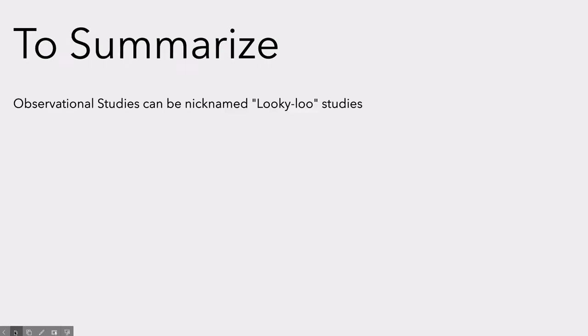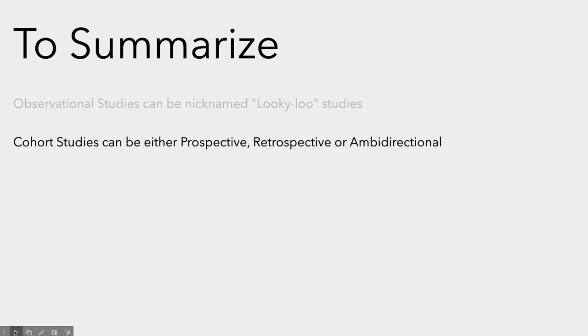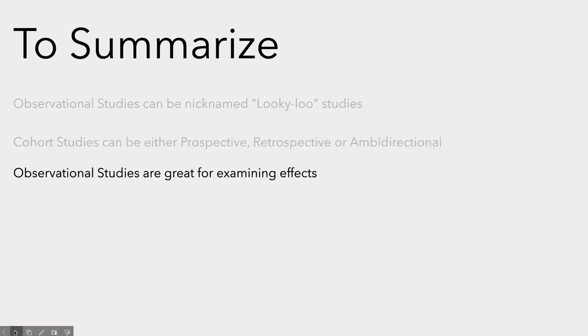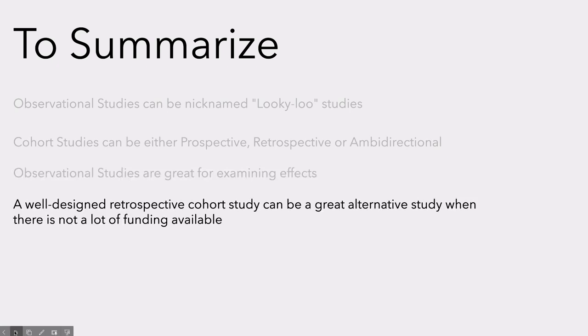So to summarize, observational studies can be nicknamed looky-loo studies. Cohort studies can be prospective, retrospective, or even ambidirectional. Observational studies are great for examining effects, cause and relationship. A well-designed retrospective cohort study can be a great alternative study when there isn't a lot of funding available. Why is this? Remember, secondary data sources. If you're university students or if you're a researcher, you have access to a huge database. So let's leverage it. And also you can email the individuals or stakeholders involved.